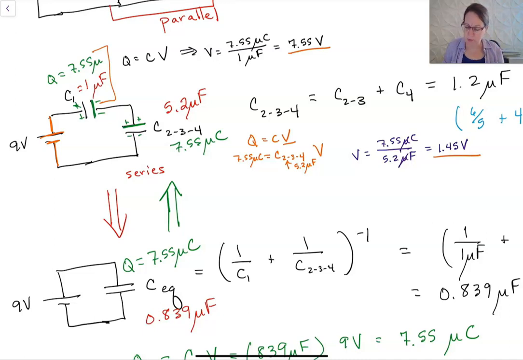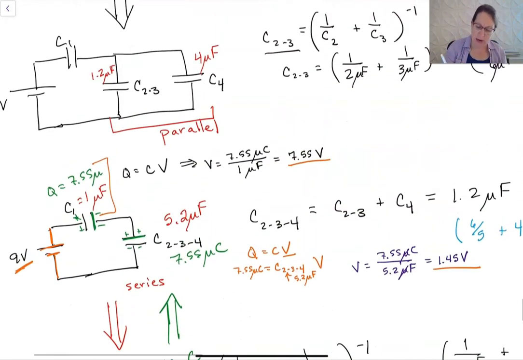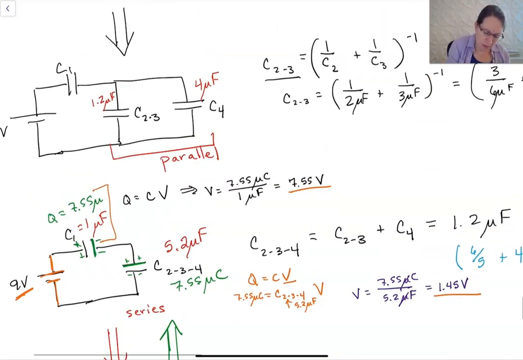7.55 plus 1.45, that does in fact equal the 9 volts we expected. So you can see how we can check our answers as we go along. So we can continue working backwards with the information that we have. So we now know that we have 7.55 volts across here. That's the voltage difference across C1. We know we have a charge of 7.55 microcoulombs.